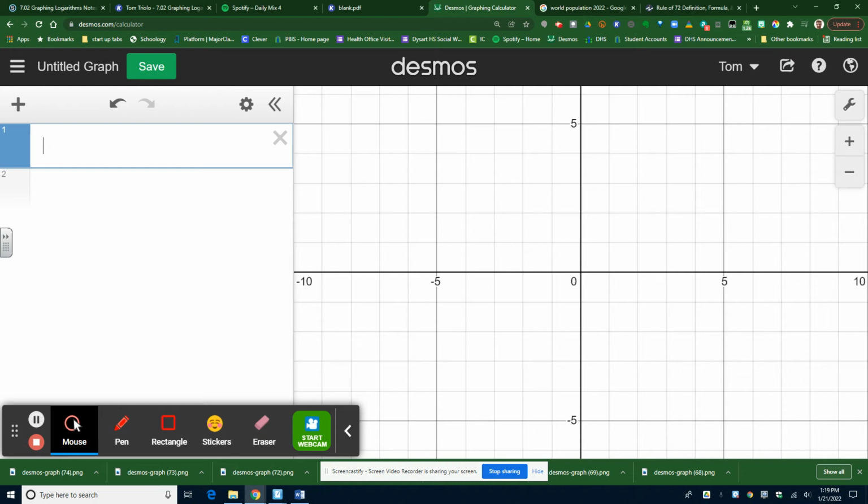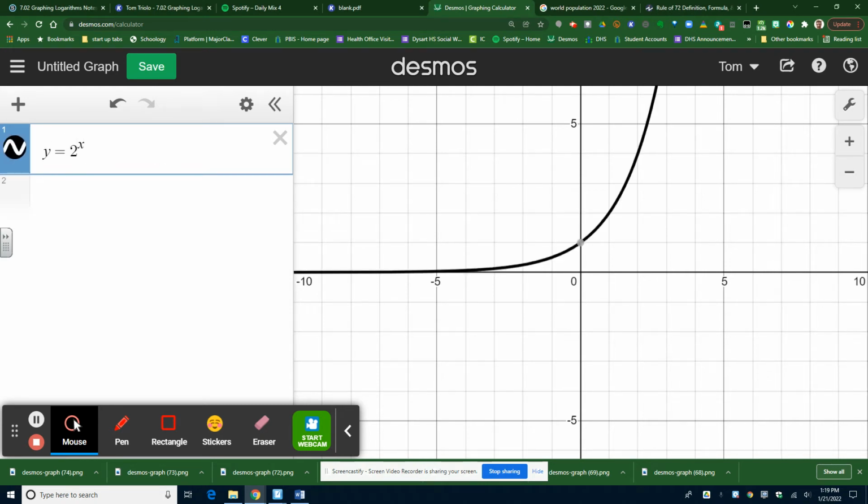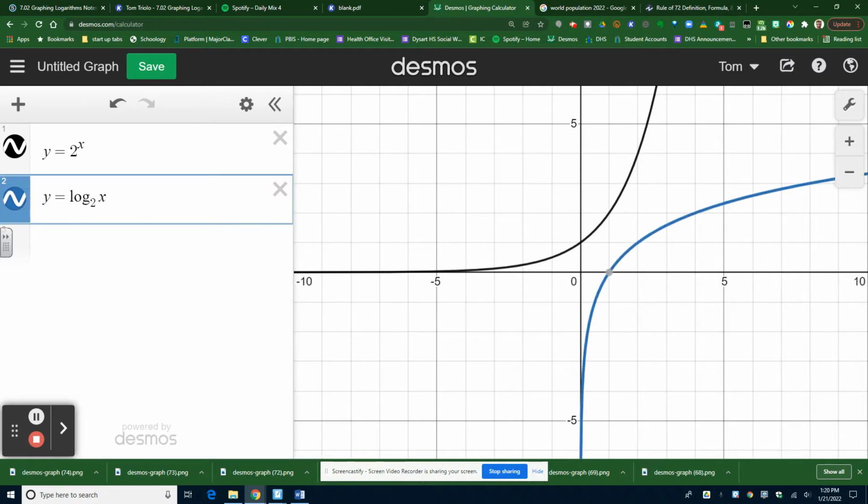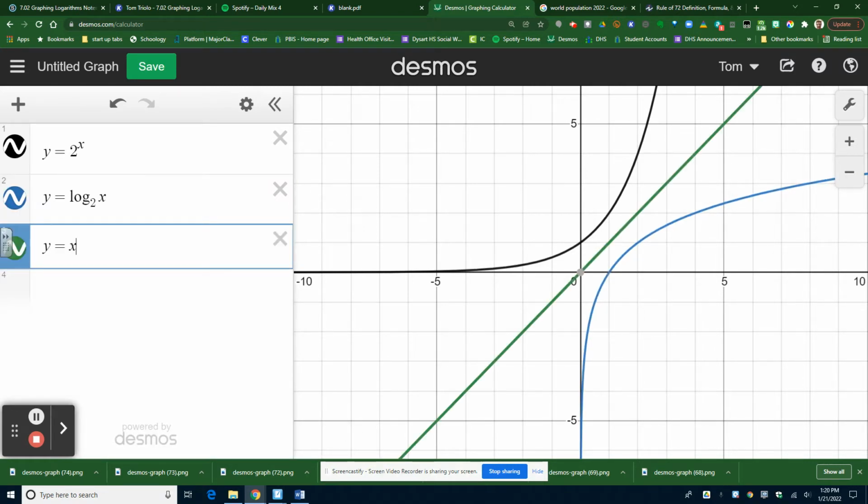Let's start by graphing y equals 2 to the x. Okay? Been there, done that. Took the test. Now y equals log base 2 of x. Remember to get the base, shift underscore next to the d. And we can physically see that they're inverses because they reflect across the line y equals x.